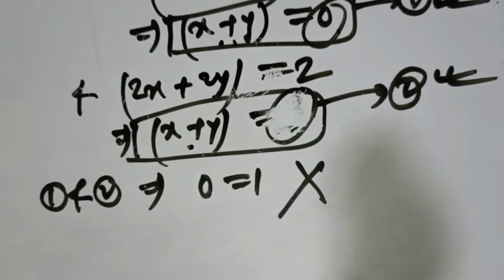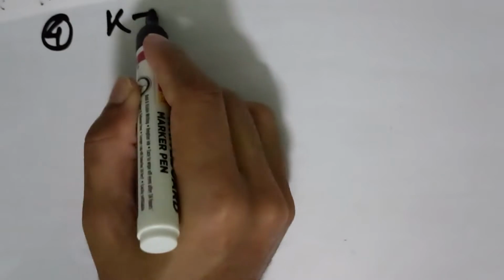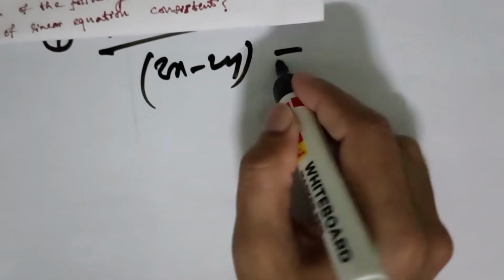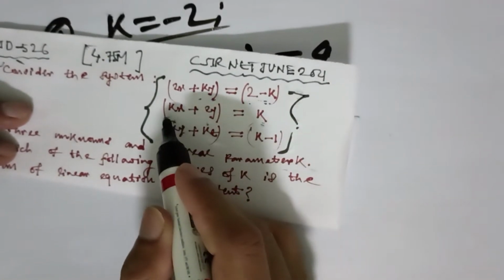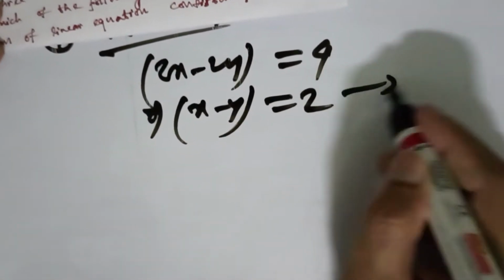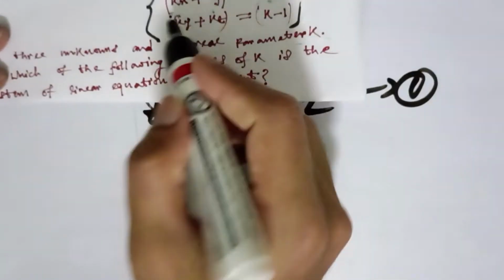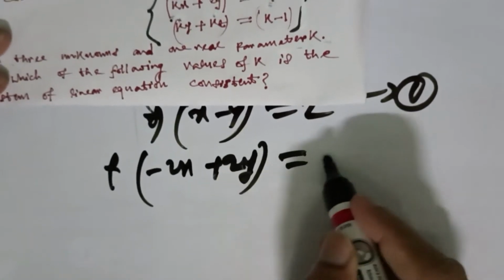Now choose the value k equal to minus 2, option 4. If I take k equal to minus 2, the first equation gives 2x minus 2y equal to 2 minus 2, that is 4, hence x minus y equal to 2. Name it equation 1. The second equation gives minus 2x plus 2y equal to minus 2.